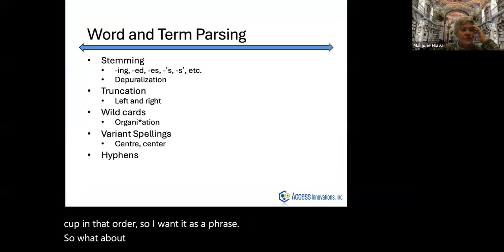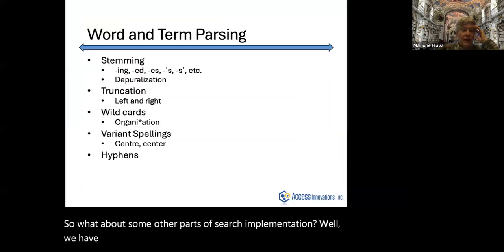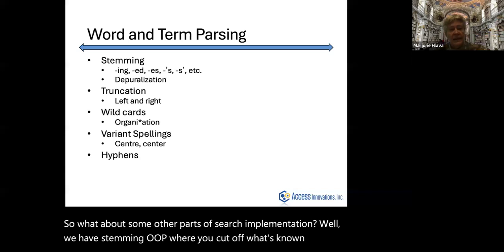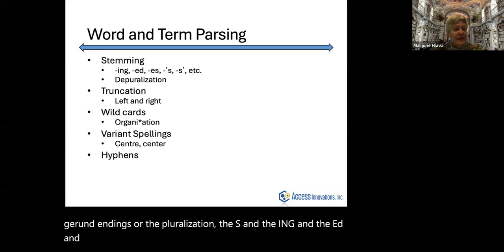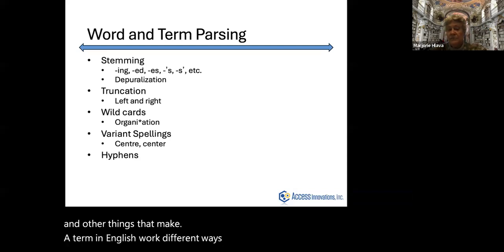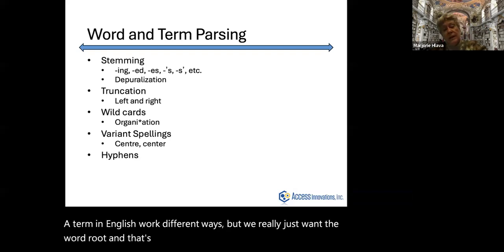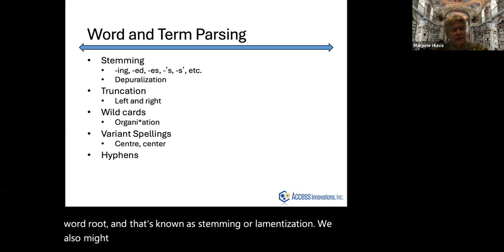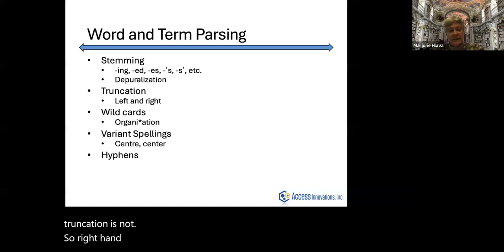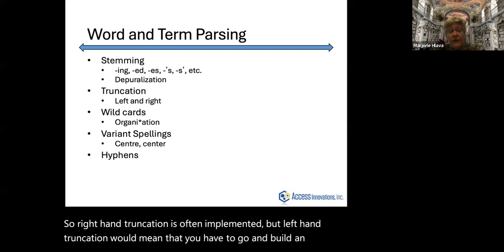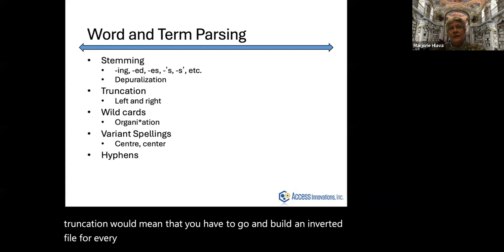So what about some other parts of search implementation? Well, we have stemming, where you cut off what's known as the gerund endings or depluralization, the S and the ing and the ed and other things that make a term in English work different ways, but we really just want the word root, and that's known as stemming or lemmatization. We also might want to truncate either on the left-hand side or the right-hand side. Right-hand truncation is easy, left-hand truncation is not. So right-hand truncation is often implemented, but left-hand truncation would mean that you have to go and build an inverted file for every option that could precede it on the left.